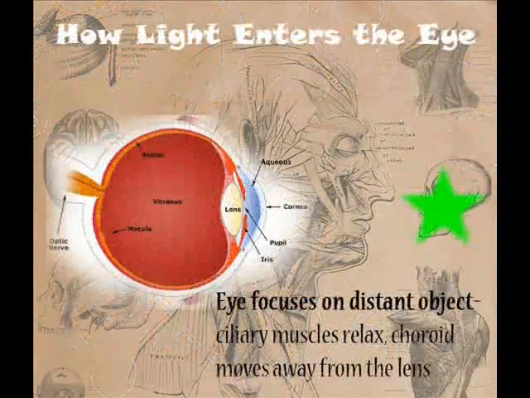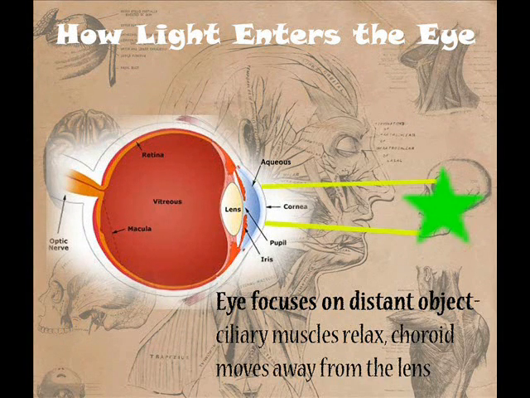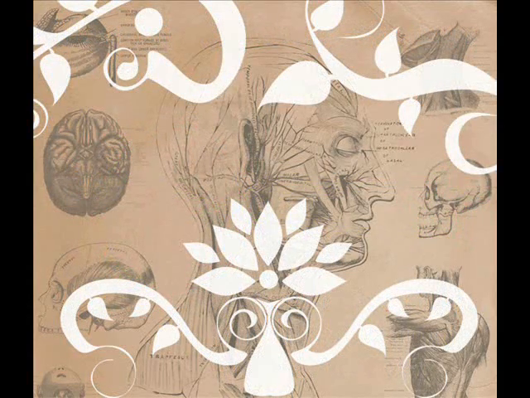From distant objects, light comes in parallel rays that require less bending for proper focusing on the retina. When the eye focuses on distant objects, the ciliary muscles relax, the choroid moves away from the lens, puts tension on the ligaments, and flattens the lens. Let's watch another video that shows how light enters the eye.